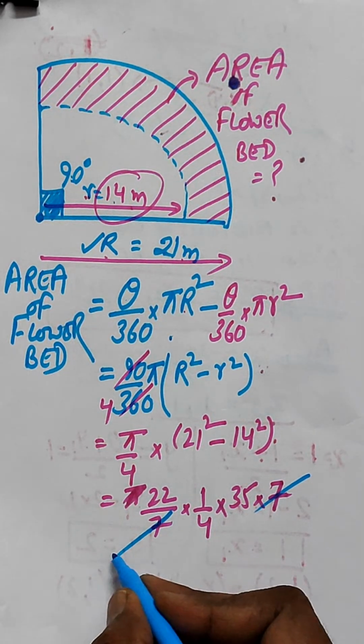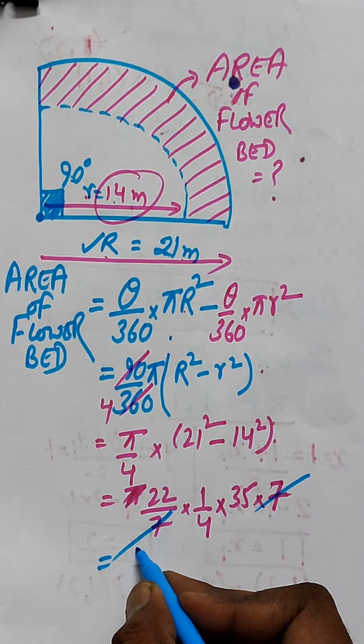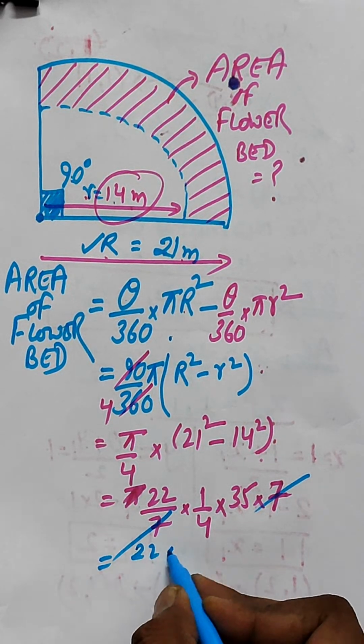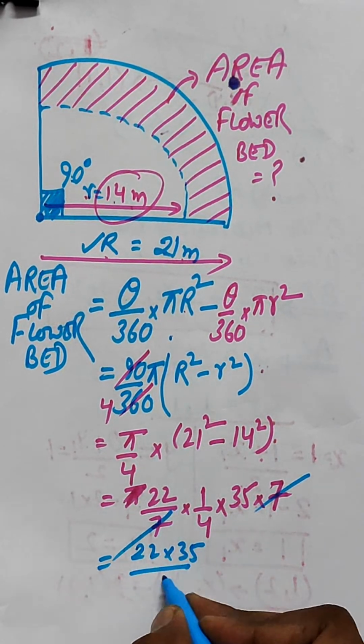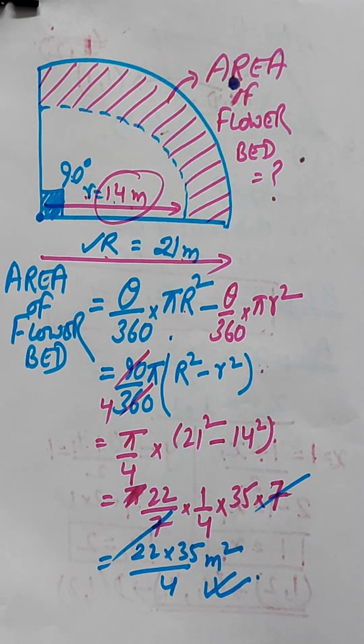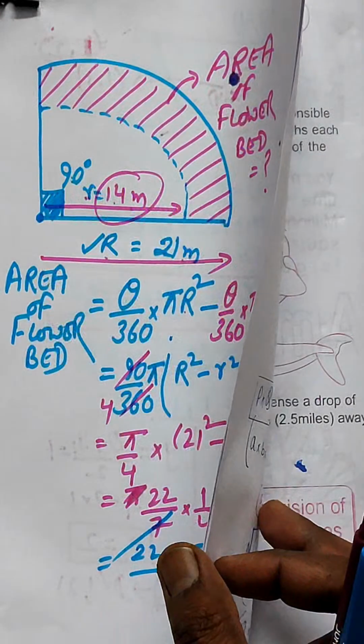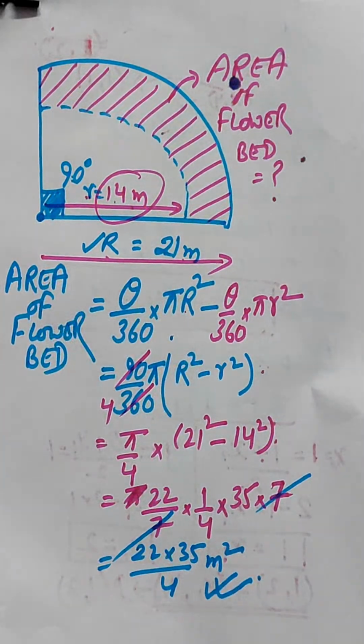So this is the area of flower bed. That is 22 into 35 by 4 meter square. So this is our answer, right? So students, I hope you got the understanding of this question, how to solve it, right? Now let me come up with some another question.